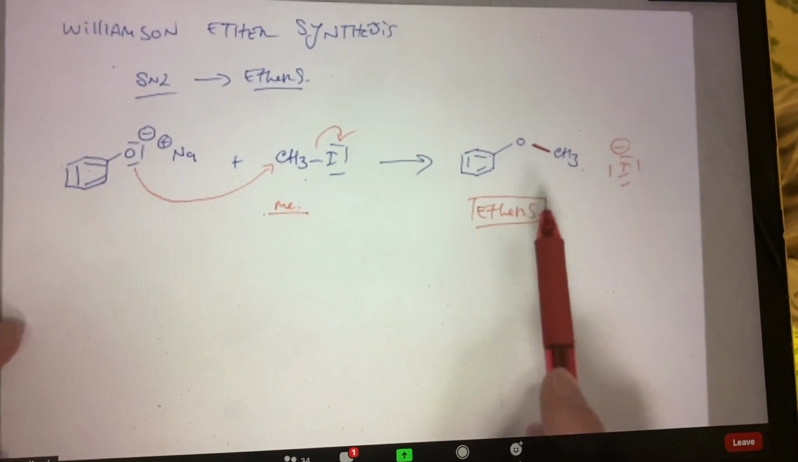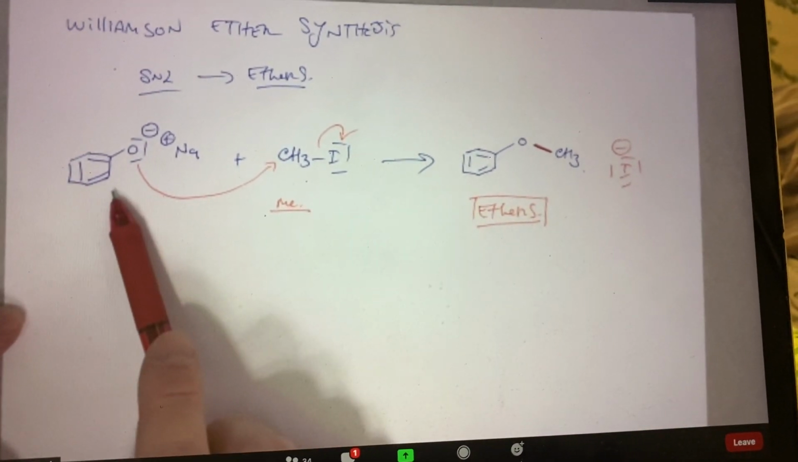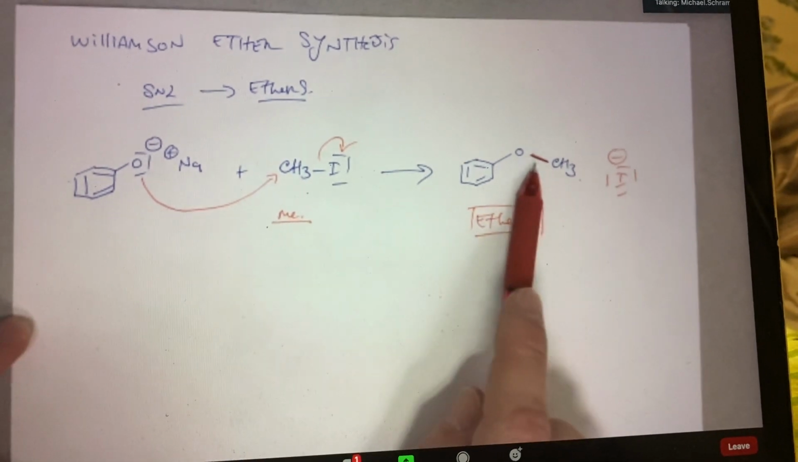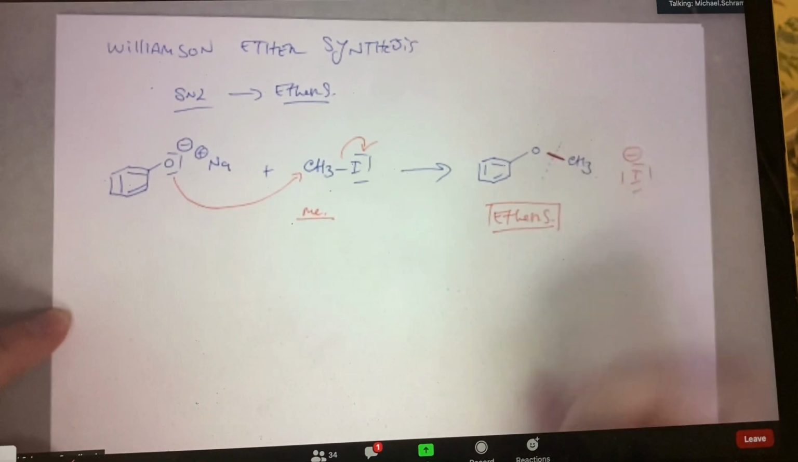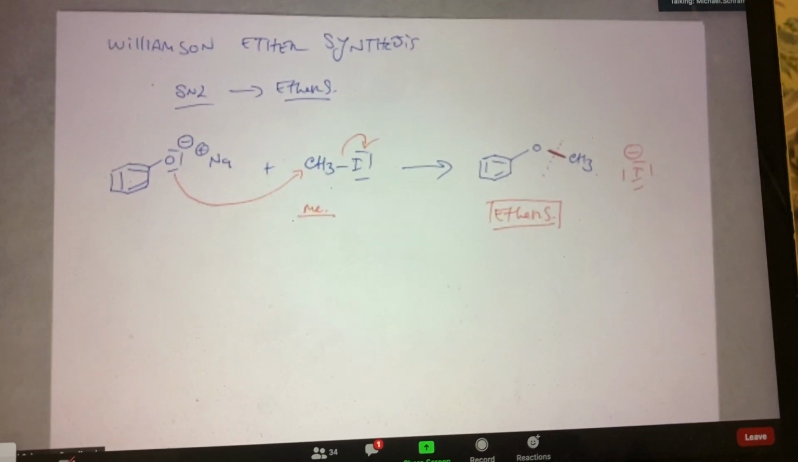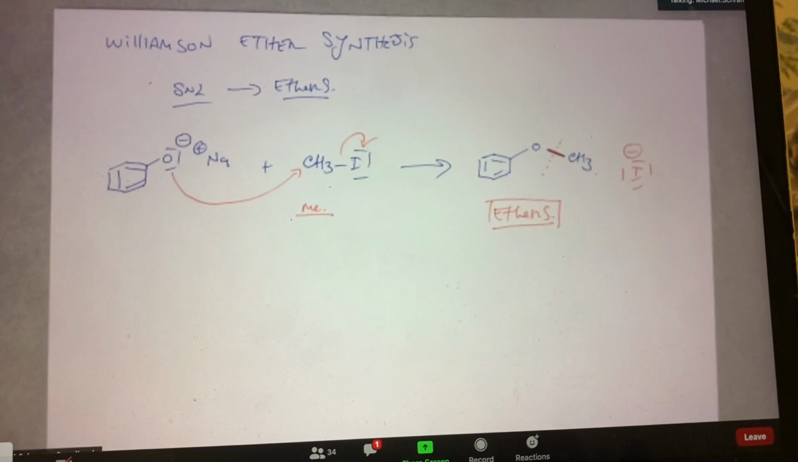I want you to think about this for a minute, looking in the backward direction. This is the bond we made right here. Just going to put a little dot through it. Okay? And I want you to look at the relationship between that bond and all the other components in the reaction.